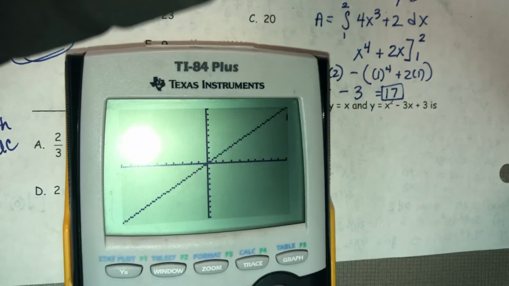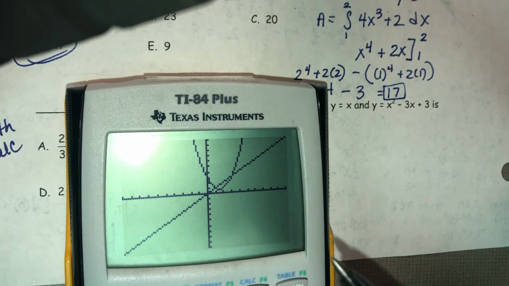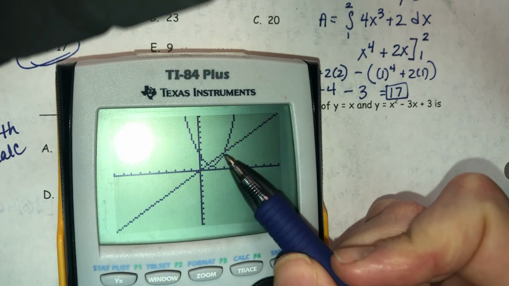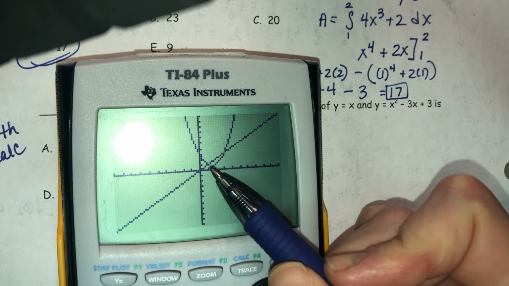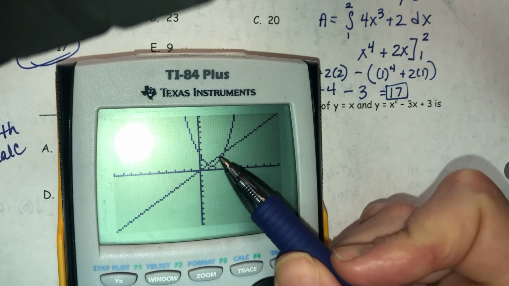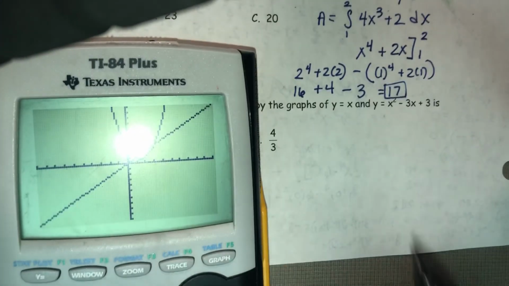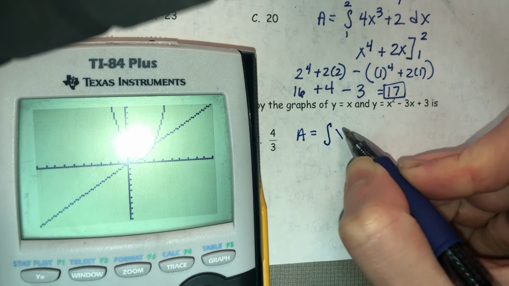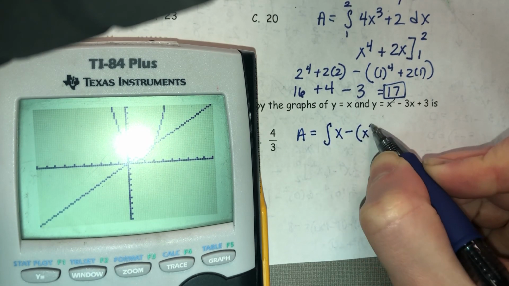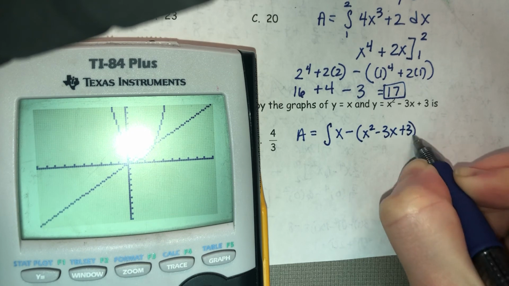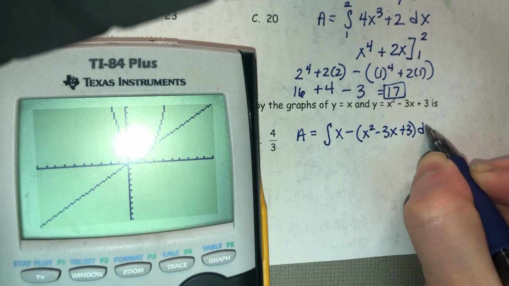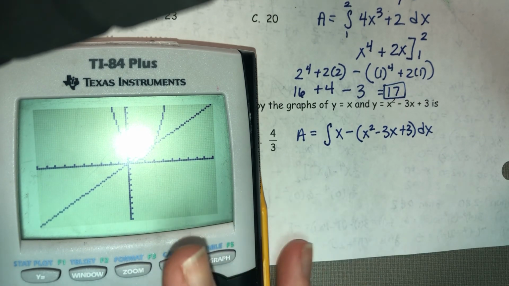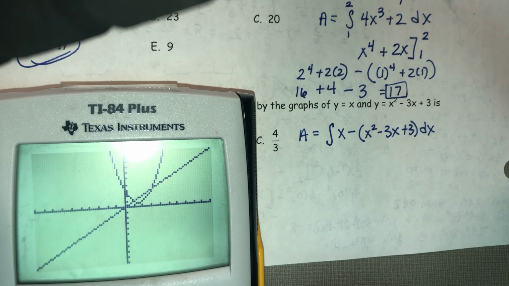So there's the linear, and there's the parabola. I want the region enclosed by these graphs. That's going to be this little part of the parabola that's under the line, and the line caps it off on top. So I can see the line is above, so my integral will have x minus, in parentheses, x squared minus 3x plus 3, because the linear function is the higher function on this region. And then I need to know the intersection points. So I'm going to use the calculator to find those, since this is a calculator problem.